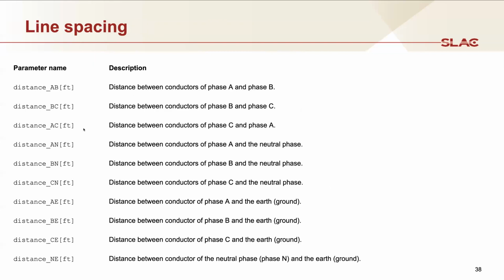Line spacing is pretty straightforward. It's basically just the line to line and line to neutral and line to earth distances that need to be included for all of these in order to calculate the line properties correctly. Not much to this other than getting them right. But most line configurations are pretty straightforward to model, so this is not generally a challenging thing to get correct.